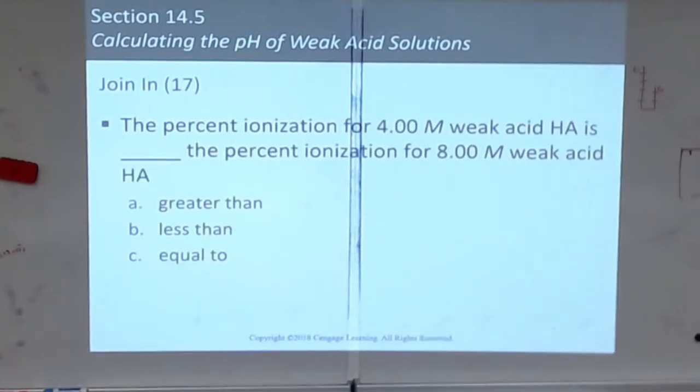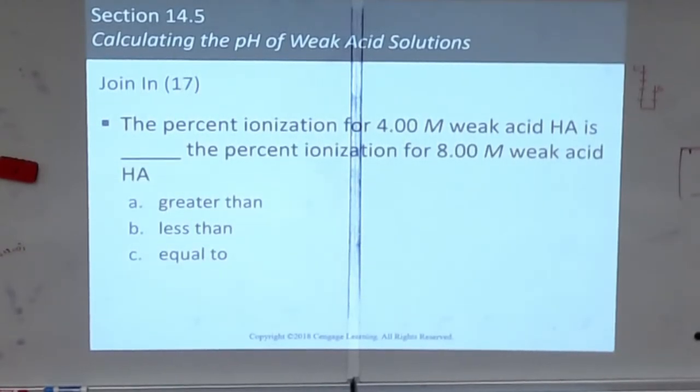Okay. All right, cool. These are fun ones now. The percent ionization for a 4 molar weak acid is what compared to the percent ionization of an 8 molar weak acid? It is greater than. That's correct. Okay? You remember that. Bottom number's smaller.